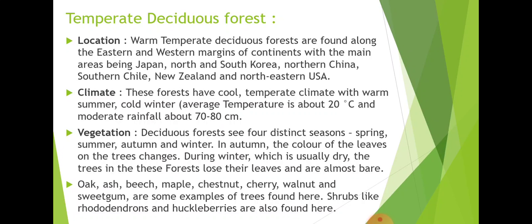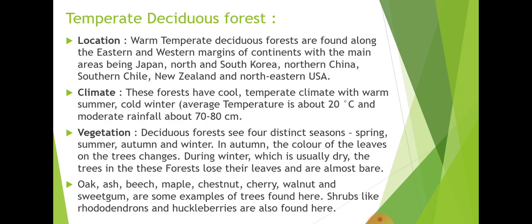Now look at the vegetation which is found in the temperate deciduous forest. The deciduous forest sees four distinct seasons. So the temperate deciduous forest faces all four seasons: spring, summer, autumn, and winter. In autumn, the color of the leaves on trees changes. So during the autumn season, the leaves of the trees change color.